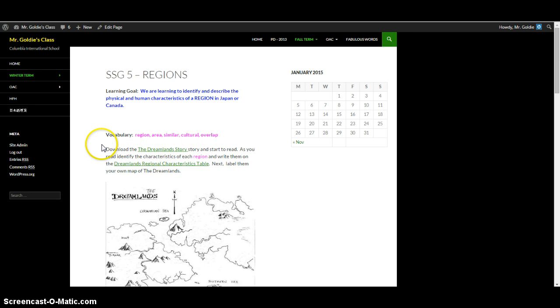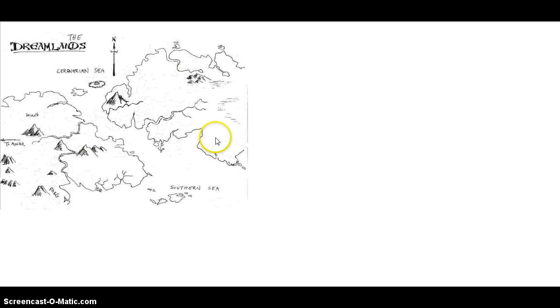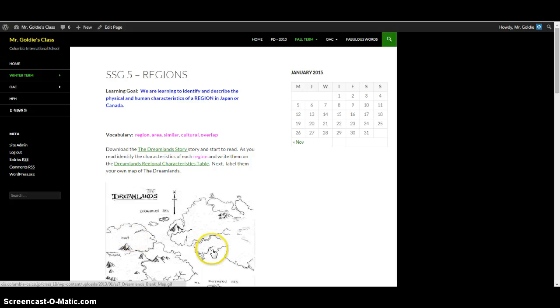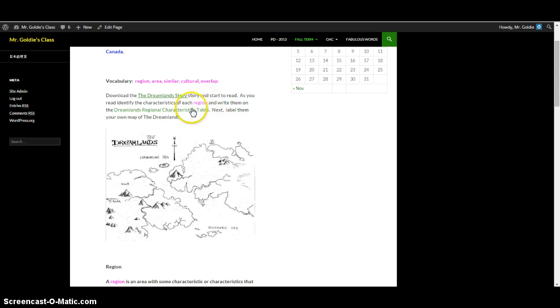So the first part of this activity is to download the Dreamland story. You're going to read that, and as you read it, you're going to identify the characteristics of each region and write them on this table. So you need to download that. After you're finished doing that, you go ahead and label the regions on this map. Okay? Use the clues from the text to tell you where each region is. All right? So please write the regions from the story onto this map.